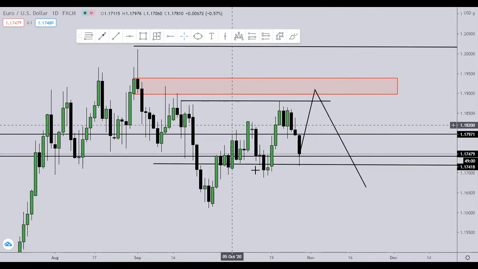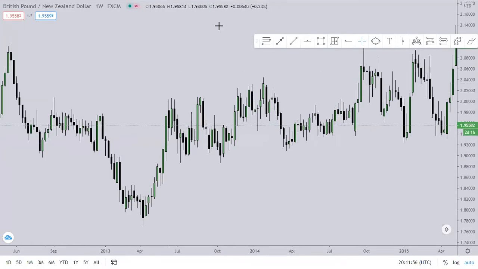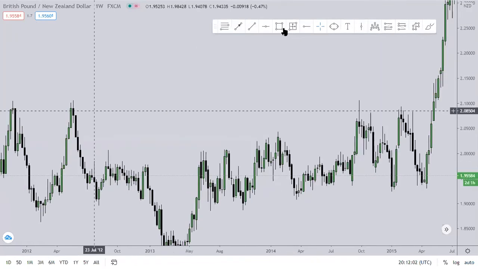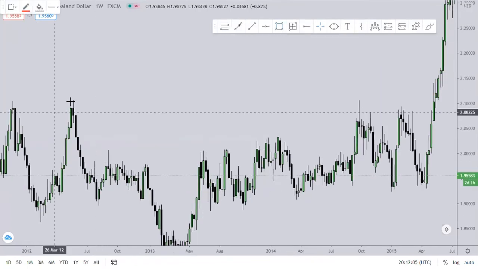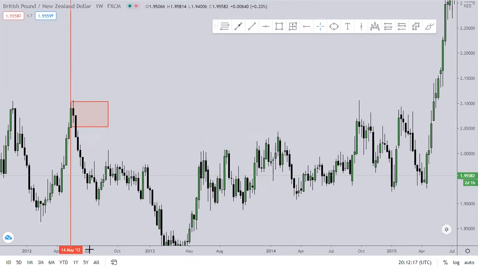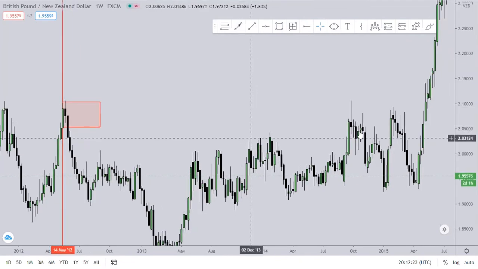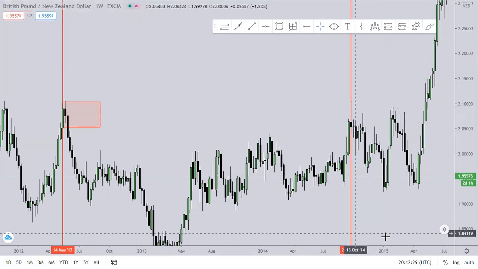Let's see if we can find one more example. Then we'll look at the bullish one. Good, good, good. This is a very nice example. Look at something. Do you see this bearish order block? I'm referring to this one. That bearish order block formed on 14th May 2012. Then it gave us a very nice sell opportunity sometime on 29th September 2014.